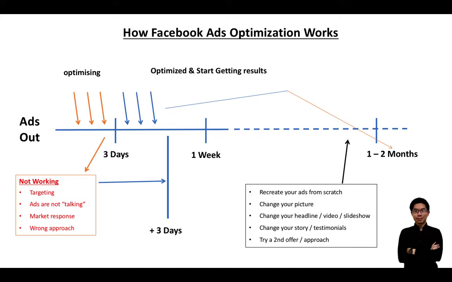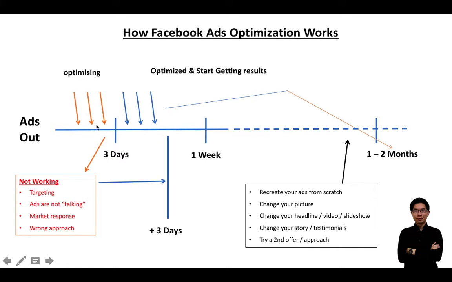Now, this is a chart where I start from the ads going out. Once the ads are out, these are the time periods: 3 days, 1 week, and 1 to 2 months. When the ads are out, you start to roll out to people. You start to show your ads to people on Facebook along the time, and people see your ads.